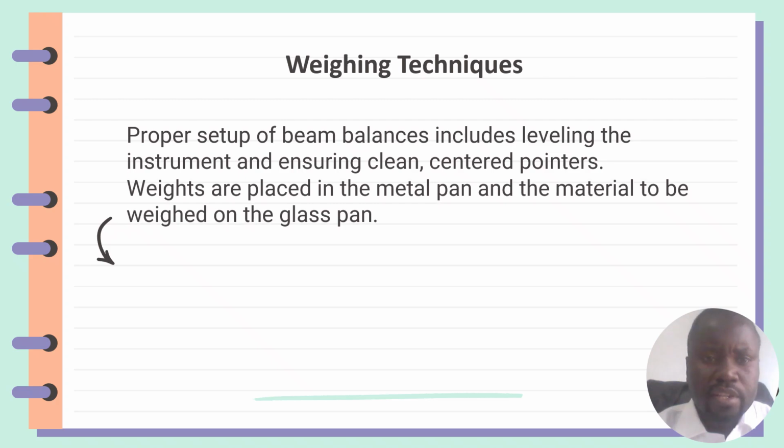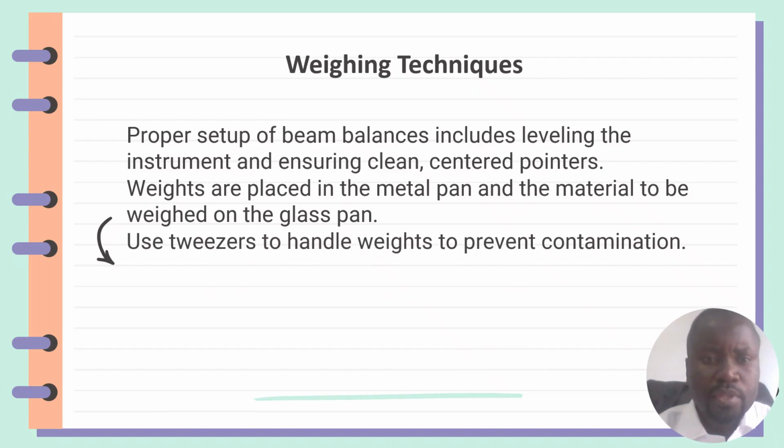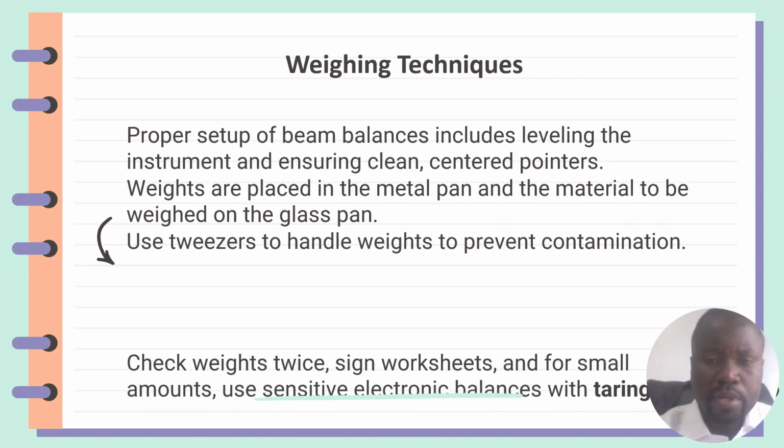In terms of weighing techniques, some highlights to remind you: it is important that proper setup of beam balances is done, including leveling of the instruments and ensuring that your environment is clean, the balances are clean, and the pointers are properly centered. Weights are placed in the metal pan, which are balanced with the material that you are weighing on a different class pan. Then you do not use your fingers, your hands, to pick the material that you are weighing.